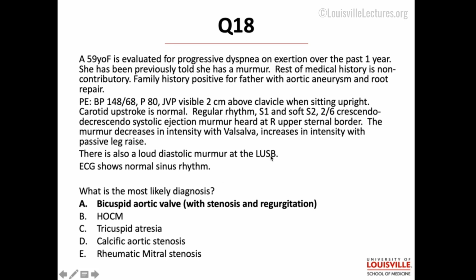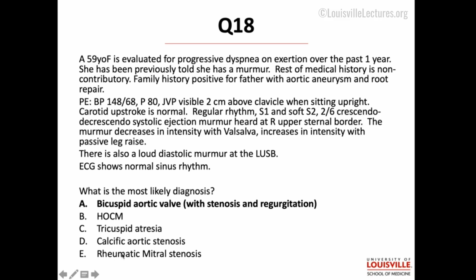There's also a diastolic murmur. This is going to be the regurgitation that's coming through that aortic valve as well, because these bicuspid valves can do both stenosis and regurgitation. So this should have been, based on your exam, between A, B, or maybe D.